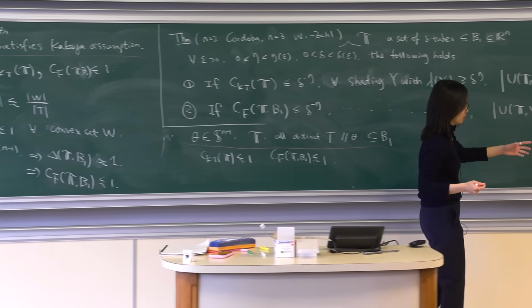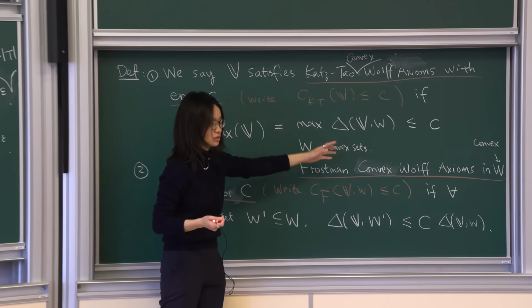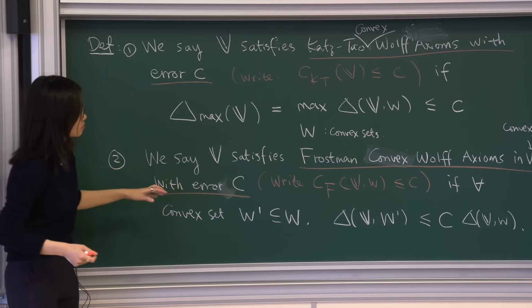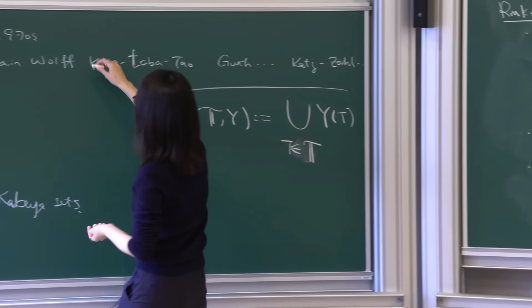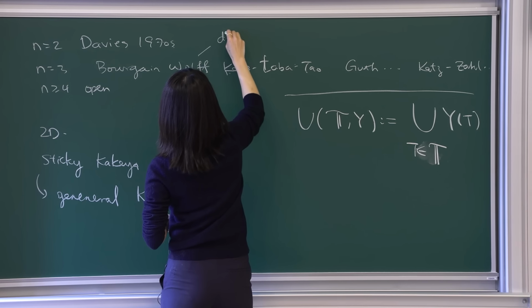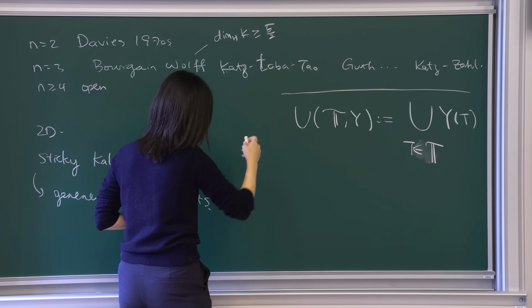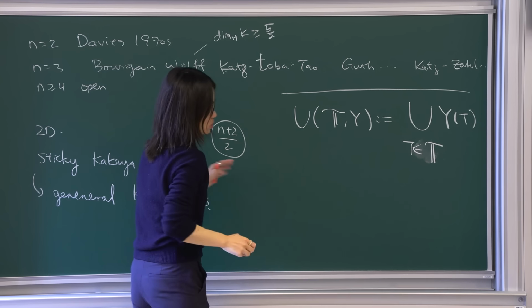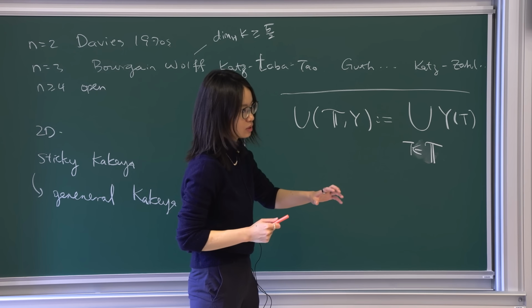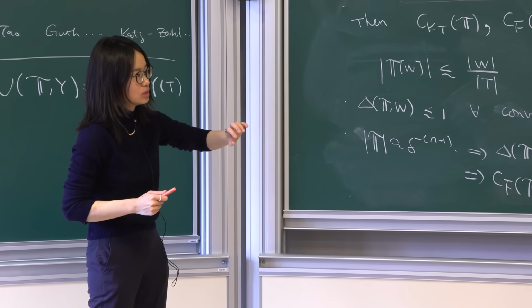Maybe let me just say, why do we use the words Katz, Zahl, Frostman, and also Wolff? The reason is that Tom Wolff proved that any Kakeya set in R^3 has dimension greater than or equal to 5/2. I think more generally, he proved dimension (n+2)/2, using an assumption that's quite similar to our Wolff axioms.